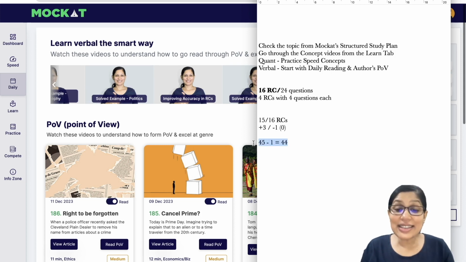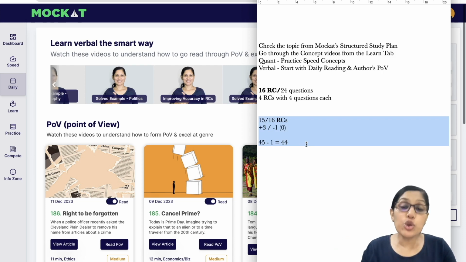But if I had just done this, if I had not done any non-RCs, if I had done nothing in quant, nothing in DILR also, this mark itself, we are expecting it to be 85 percentile at least in CAT 2023, right? So that's how important RCs are, because just this one topic can give a huge boost, right?